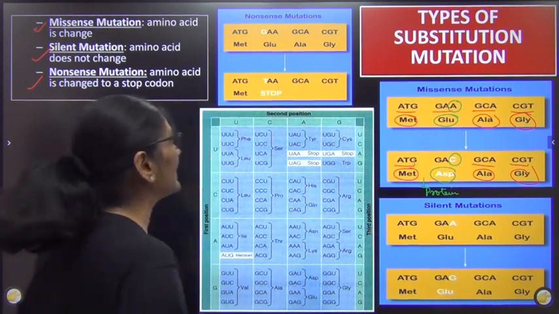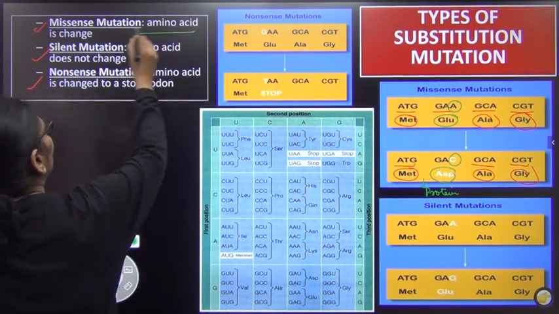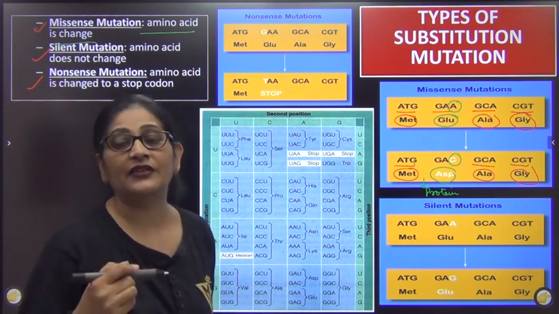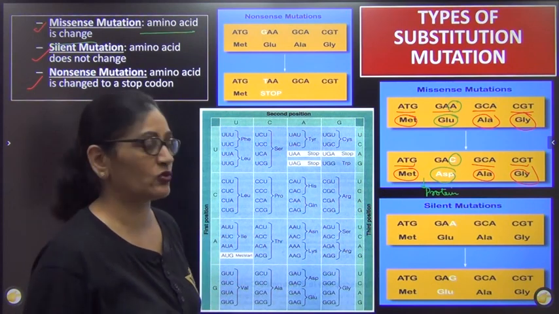That is called as missense. Here the amino acid is actually changed. The protein is changed. Then this is called as missense mutation.